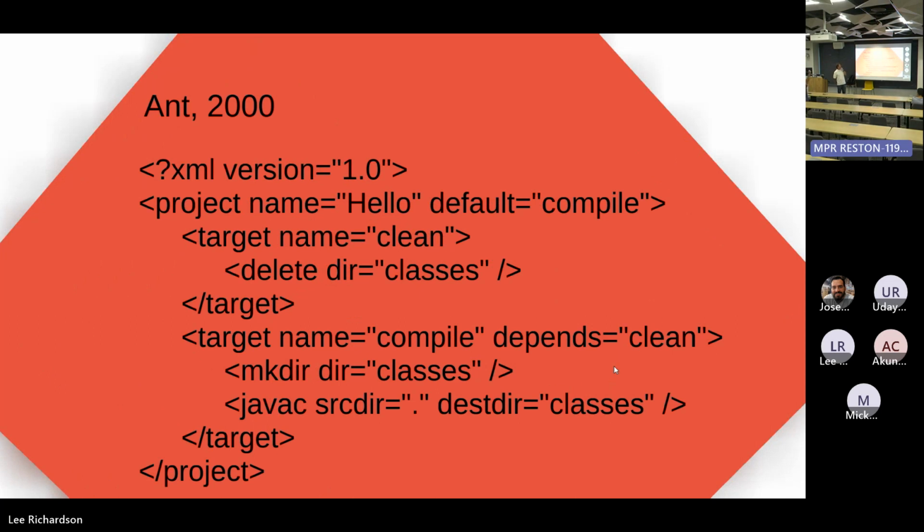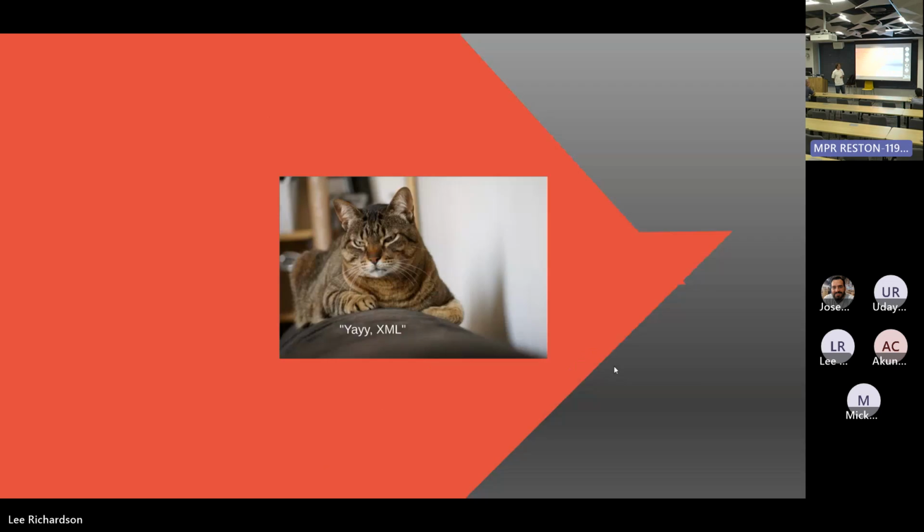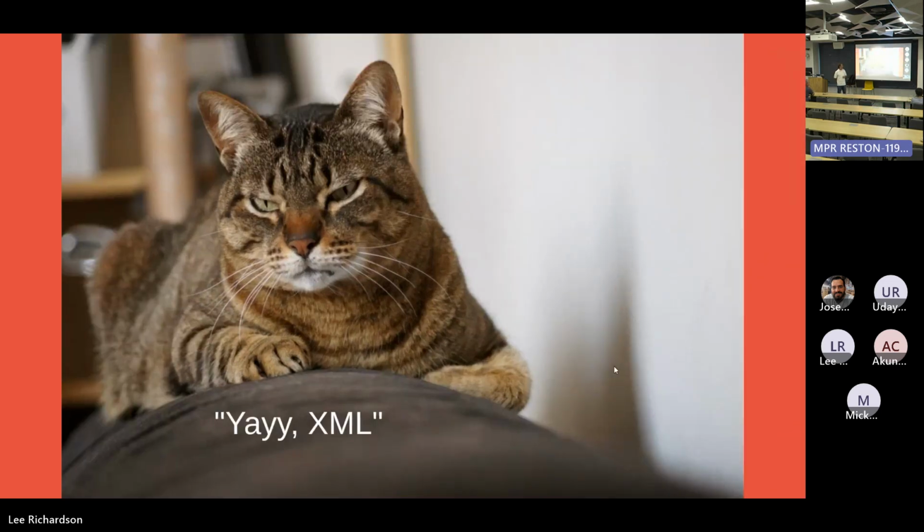So in 2000, someone was like, you know what really sucks about Make? It's hard to read. Let's do it as XML. Yeah. So that's another way that people have solved this problem. And yay, XML. That's great. 2000.